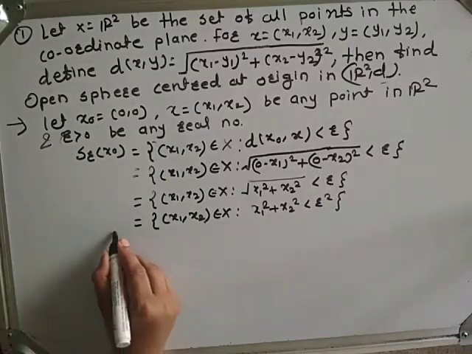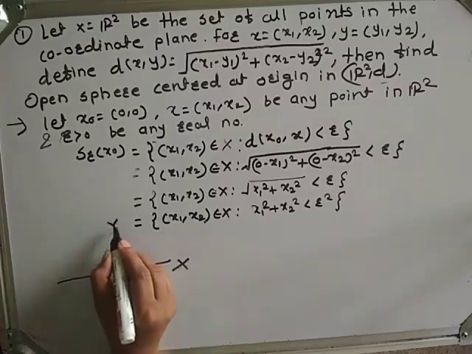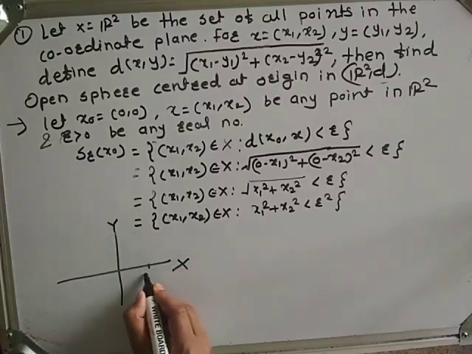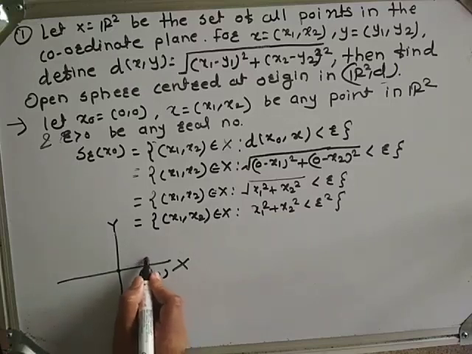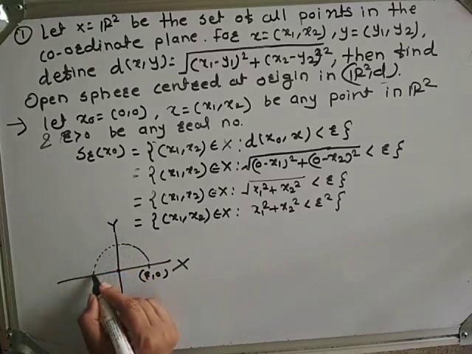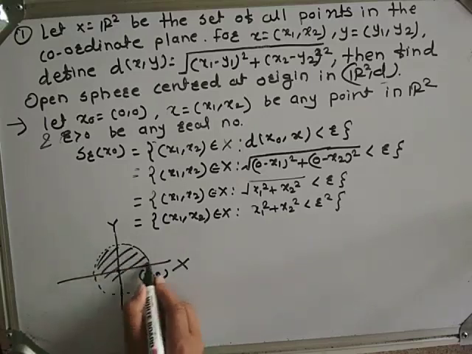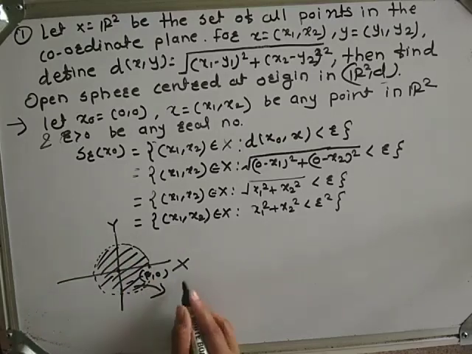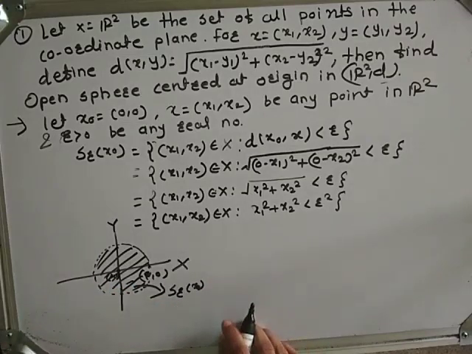We draw this sphere. This is the x-axis, this is the y-axis. Suppose here is the point r, 0, here is the origin. Draw the open sphere. This interior region denotes the open sphere centered at x0 with radius r.